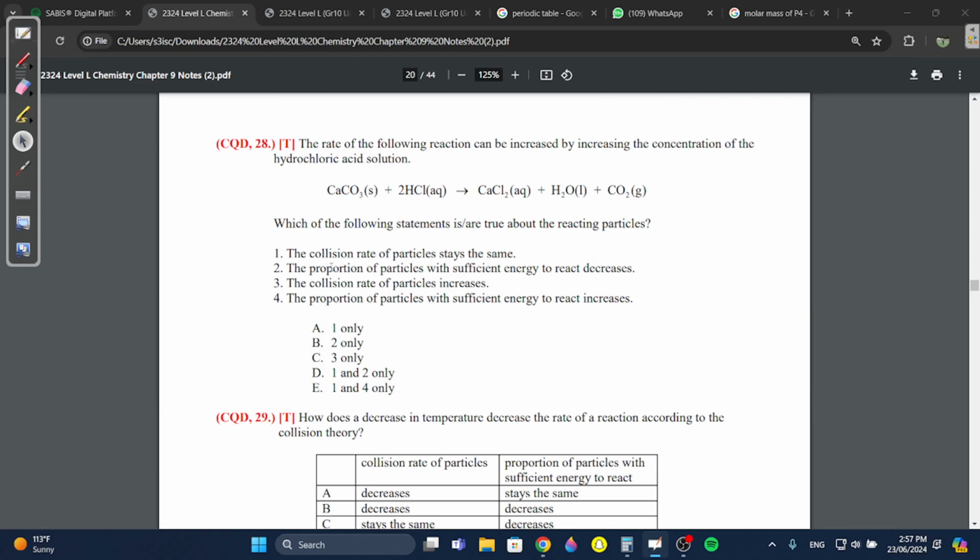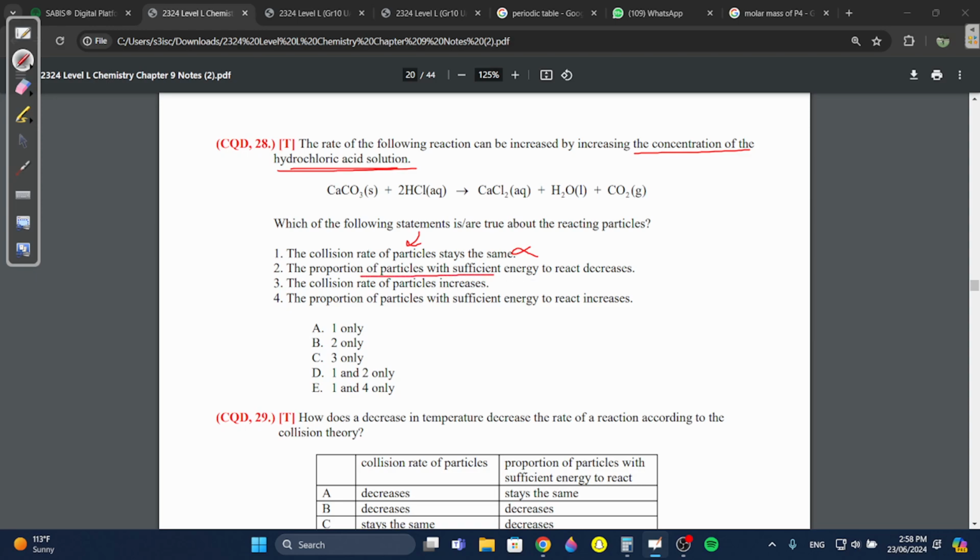Question 28: which is true about the reacting particles when they increase the concentration of the hydrochloric acid? The collision rate of particles stays the same. Obviously, if you increase hydrochloric acid, this is wrong. There will be more collisions.